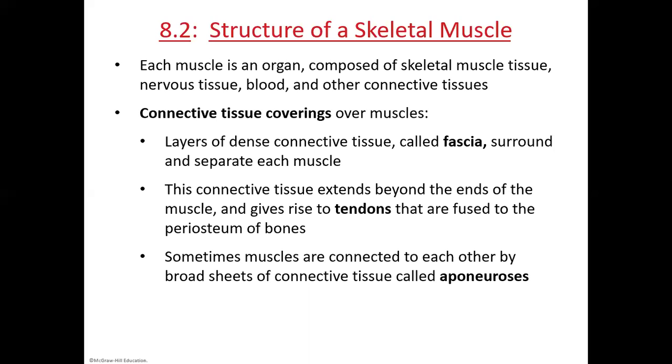And then on occasion, some of the muscles are connected to one another by a broad sheet of connective tissue that's called an aponeurosis, because sometimes muscles work in tandem, like for example, your quadriceps in your thigh. They work together to produce an even stronger movement.